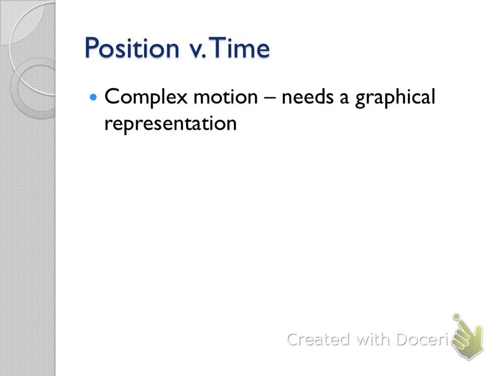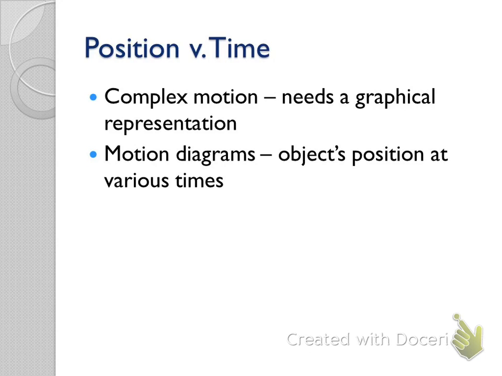Position versus time graphs. These are for items that maybe do a lot of different things. They move and then they stop and then they speed up or they slow down. A position versus time graph is a little bit more complex motion. Maybe multiple things are happening here. So a position versus time graph allows us to look at an object's position during various times.